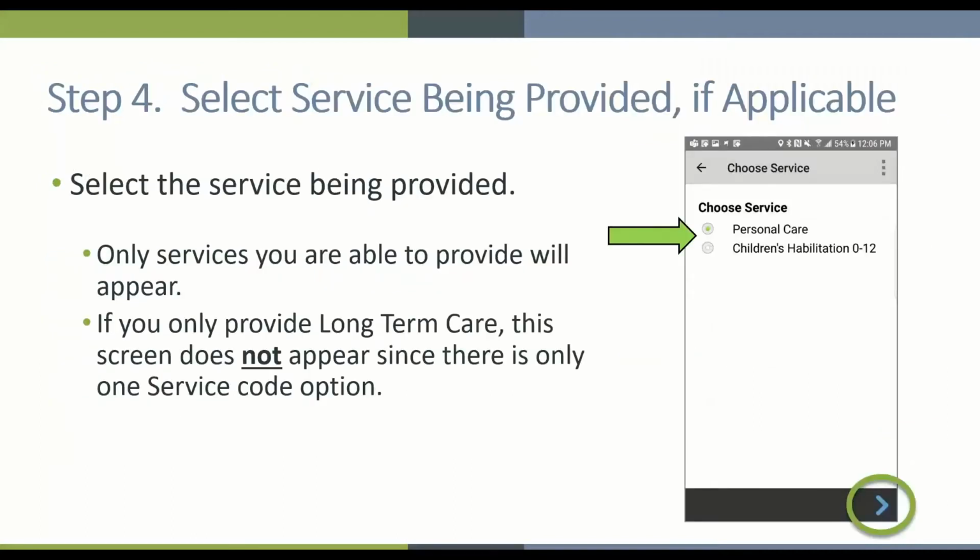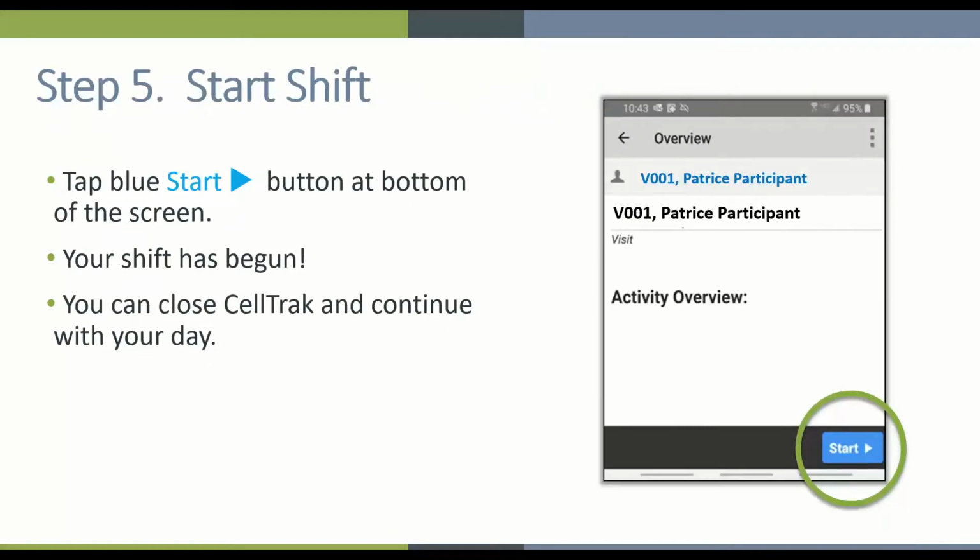Now, as applicable, only the services that you are able to provide will appear. So if you only provide long-term care, there's only one service code option, so this entire screen will not appear. But for some of you, that might mean you skip this, and you go right to Start Shift. So you tap Clock In, you select the participant. If needed, you select the service, and then you tap Start.